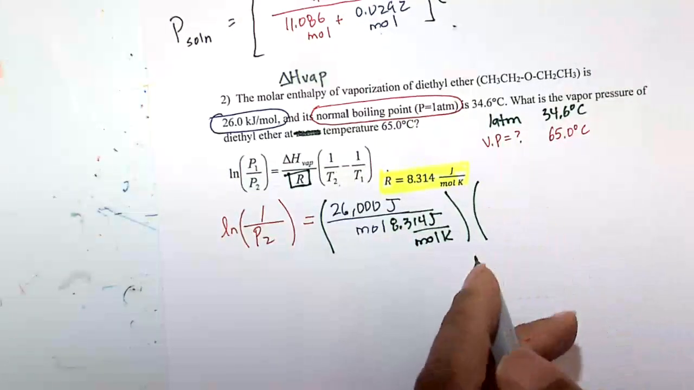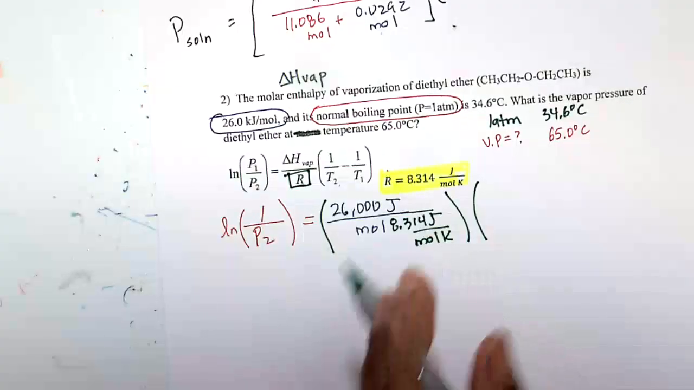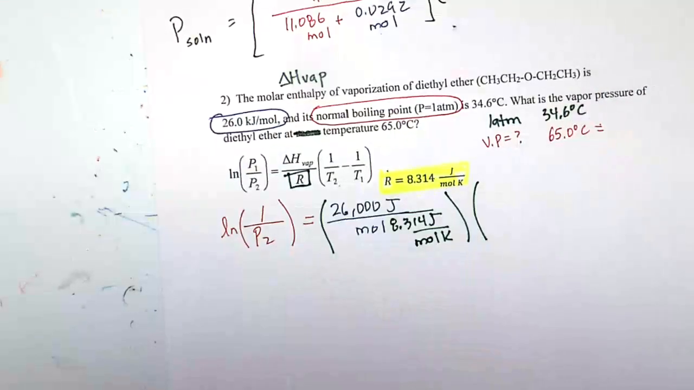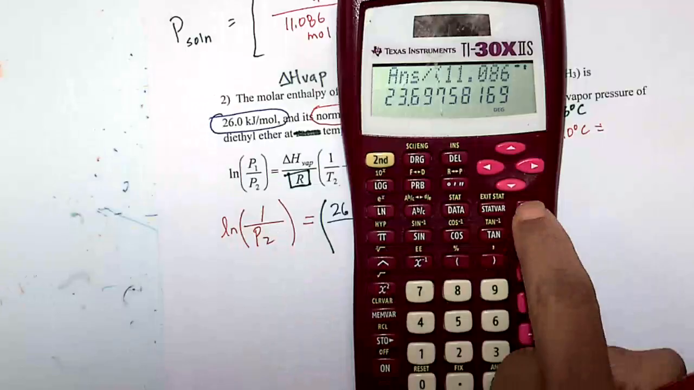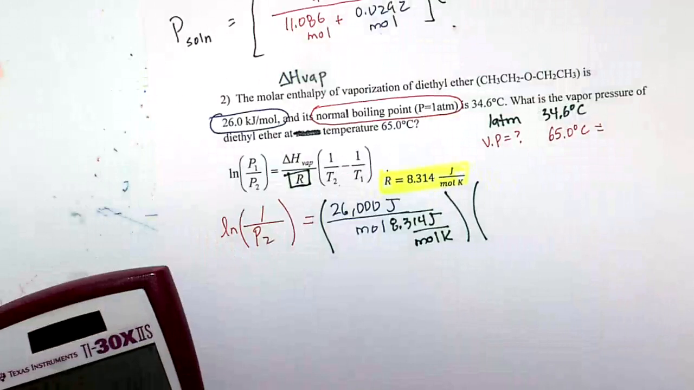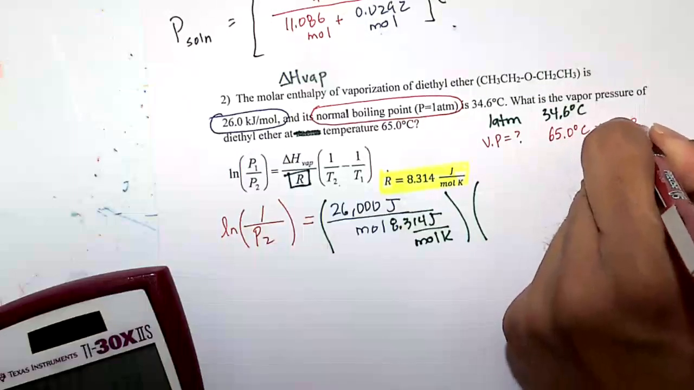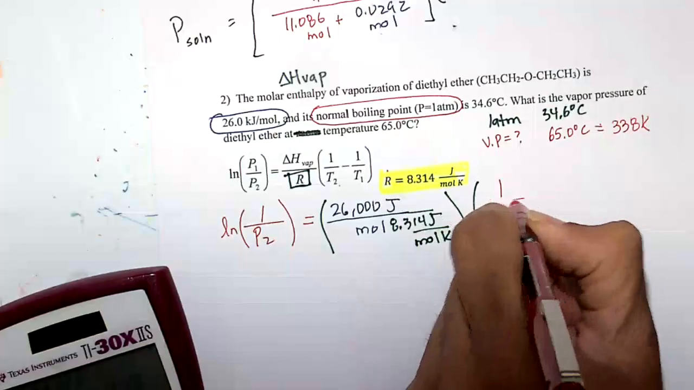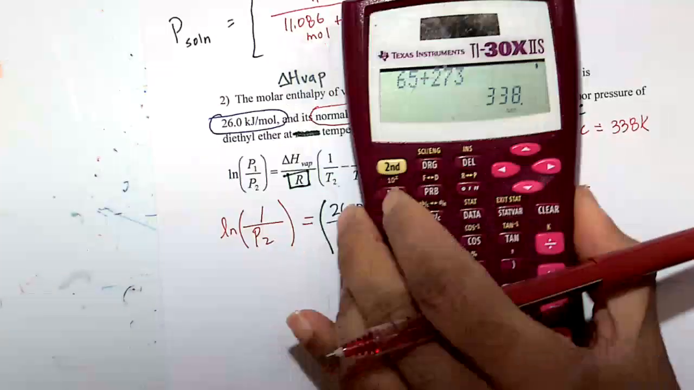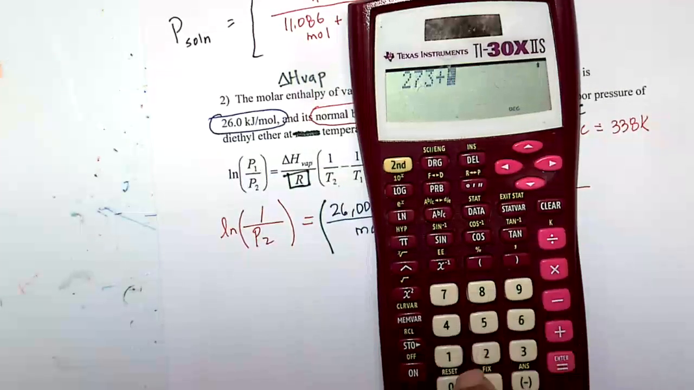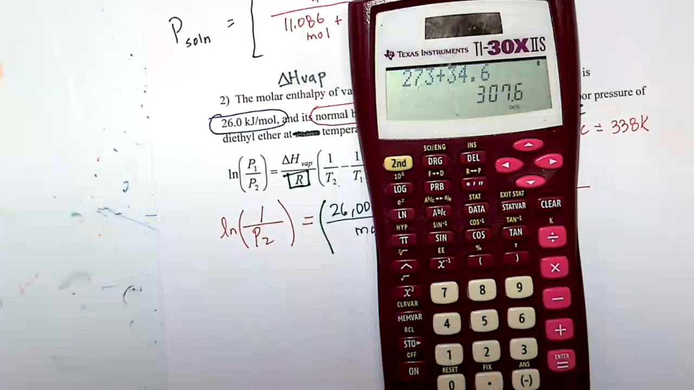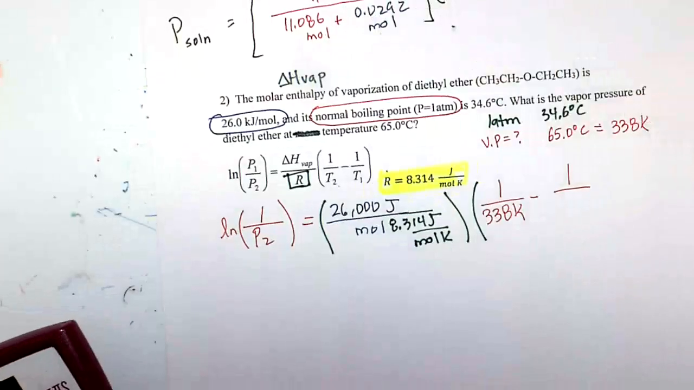Okay, this is 1 over T2, so T2 is 65 degrees. We need to convert it to Kelvin. So what is 65 degrees in Kelvin? 65 plus 273, about 338 Kelvin. And T1 is 273 plus 34.6, which is 307.6 Kelvin.